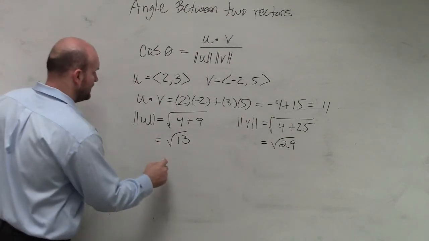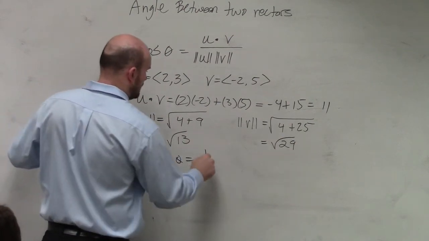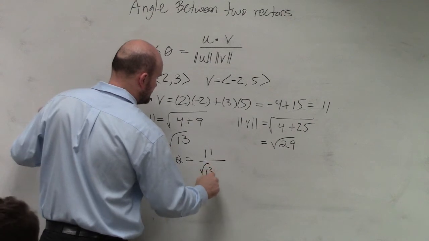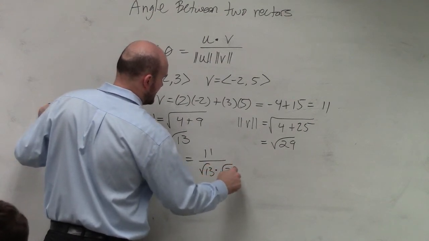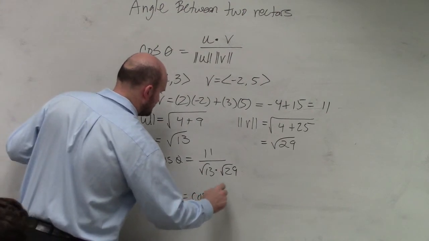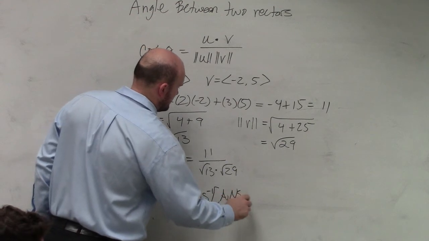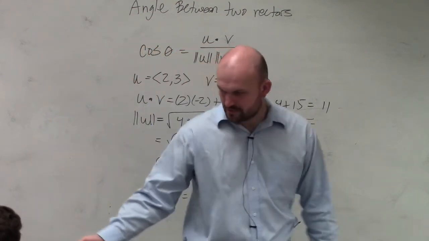So now what I have is cosine of theta equals 11 divided by the square root of 13 times the square root of 29. So therefore, theta equals cosine inverse. And I'm just going to use my calculator on this one.